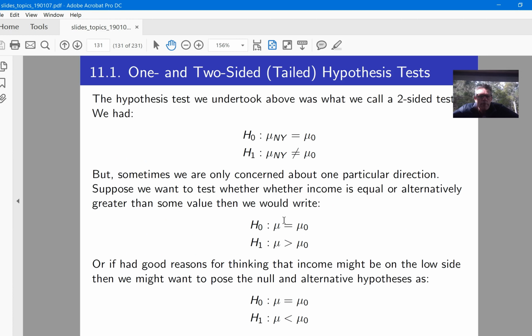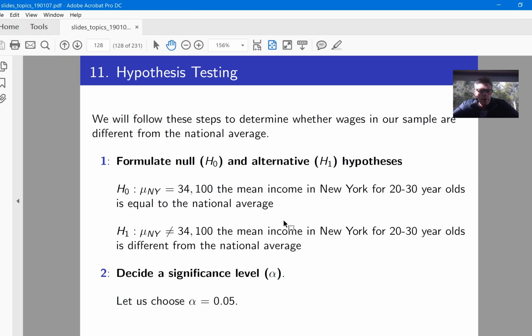Now, there are a couple of little variations we need to think about for this problem. In this particular problem, and this all comes down to what you are interested in, we were interested in the question: are these New York people of this age group typical of the national average, or are they different to the national average? And we didn't have a strong view whether they're richer or poorer. We just said, are they different or not?